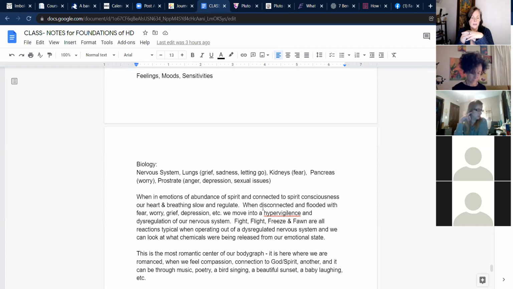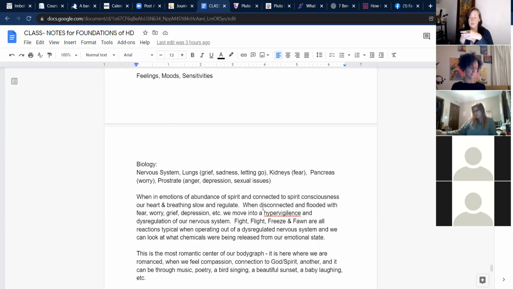And grief. Whenever I meet anyone with lung issues, I've written about this before, there's unprocessed and unresolved grief. There's sadness, and there's an inability to let go. So you see how emotions are connected to our lungs, right? And our kidneys, it's all about fear. A lot of emotions around fear get attached and caught up in our kidneys.